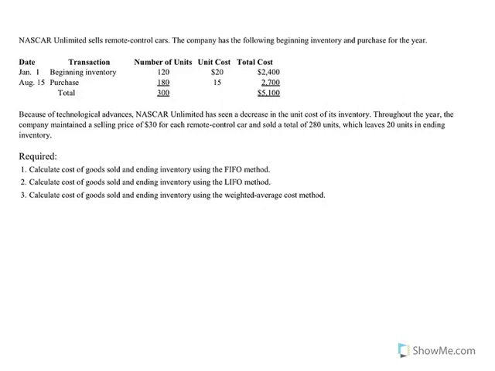Because of technological advances, NASCAR Unlimited has seen a decrease in the unit cost of its inventory. Throughout the year, the company maintained a selling price of $30 for each remote control car and sold a total of 280 units, which leaves 20 units in ending inventory. We're going to calculate the cost of goods sold and ending inventory using the FIFO method, the LIFO method, and the weighted average cost method.